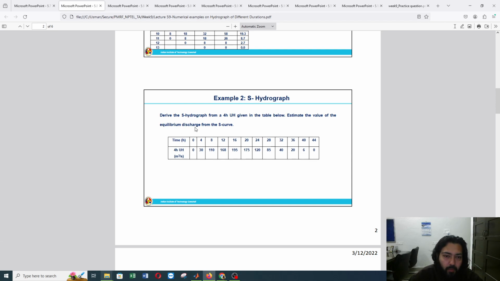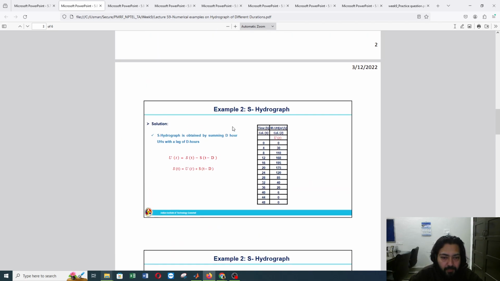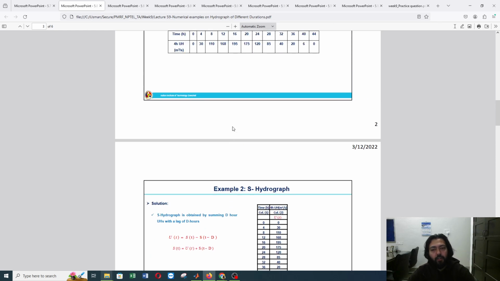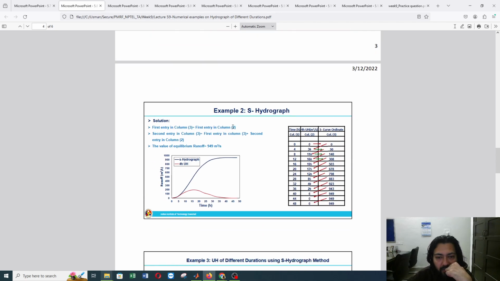Estimate the value of equilibrium discharge from the S curve. So they are asking us to estimate the value of equilibrium discharge also. There are two ways in which we can do that, and I find this approach to be very simple, so I will be explaining using this approach. The first step is the first entry in column 3.